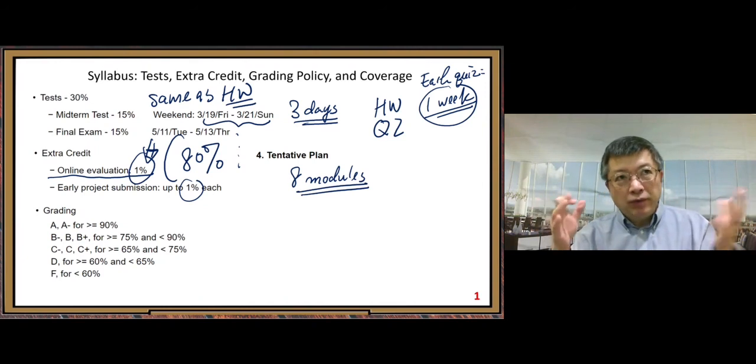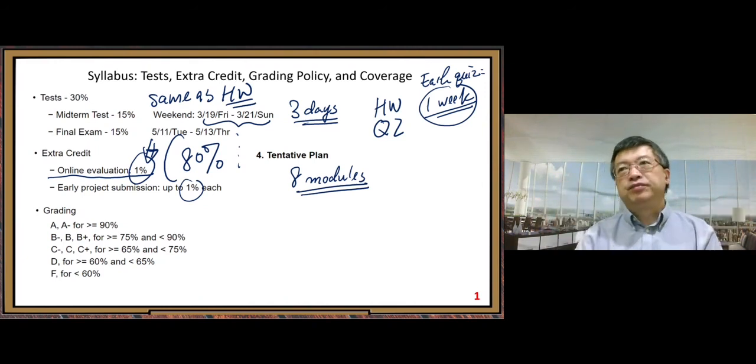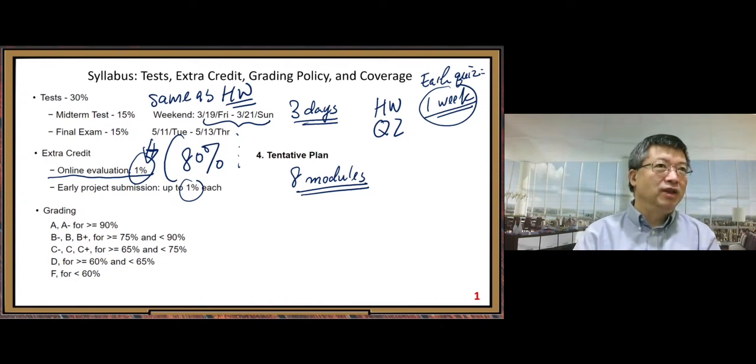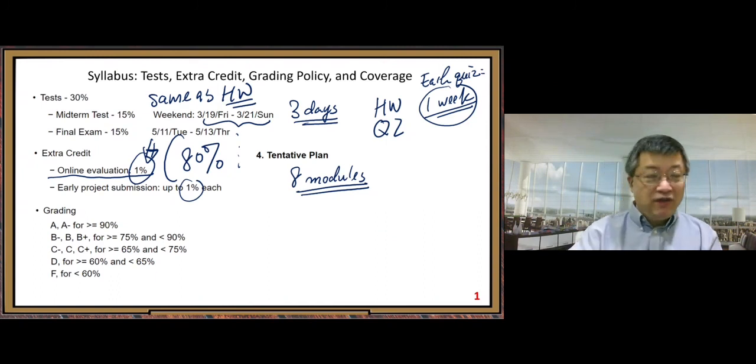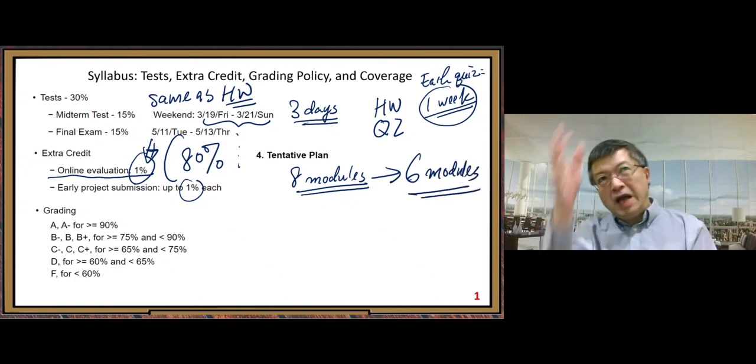My materials are organized in 8 modules, but based on my experience from last semester's online class, it is very hard to complete those 8 modules. The students cannot follow. It's very hard for students to follow all eight modules in online classes. For regular classes, it's possible. Online classes, no. So for that reason, I reduced 8 modules to 6 modules. I cut off the last 2 modules.